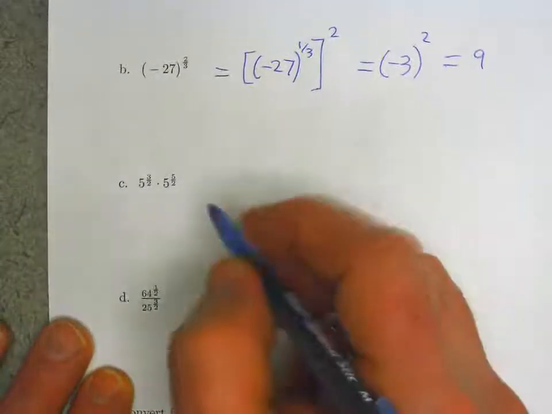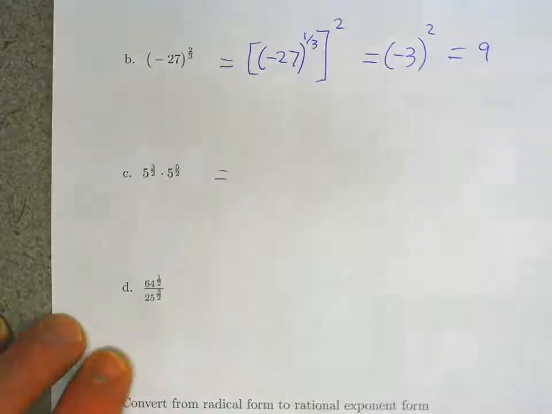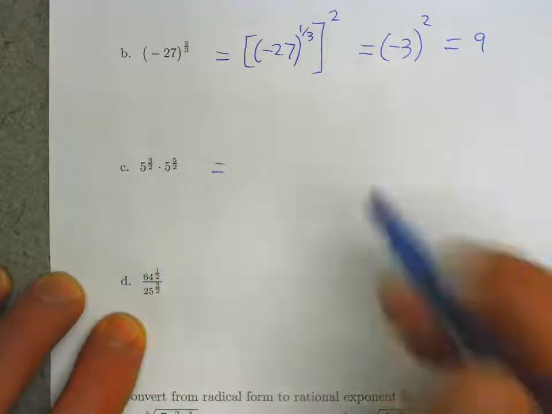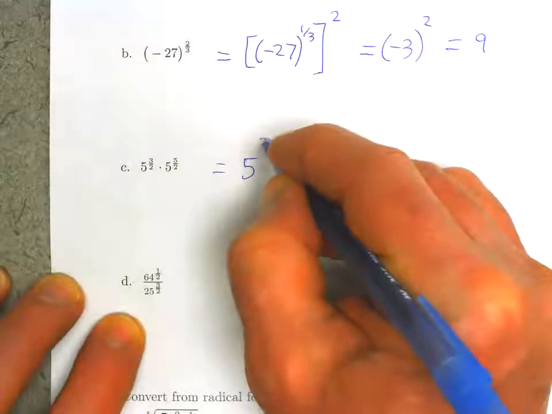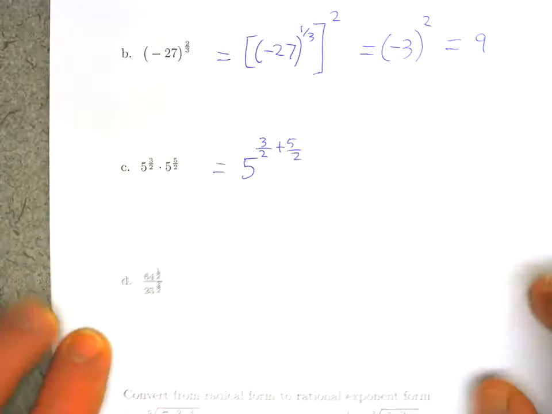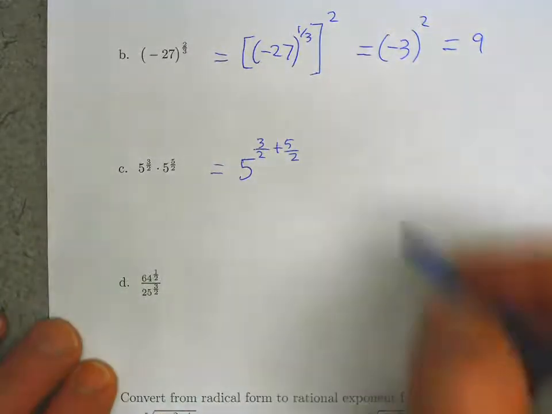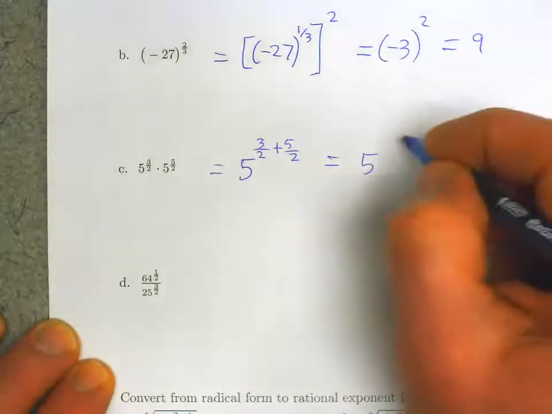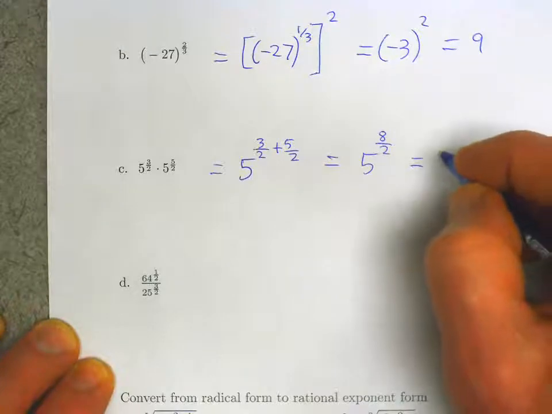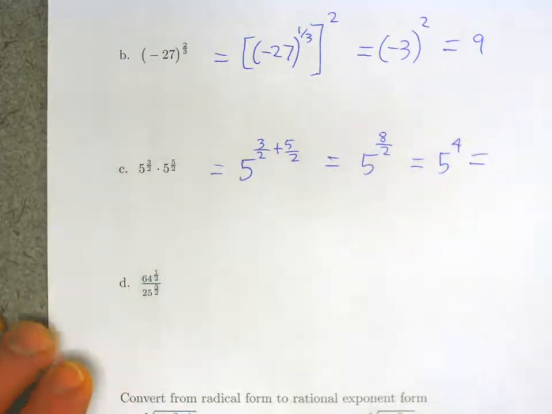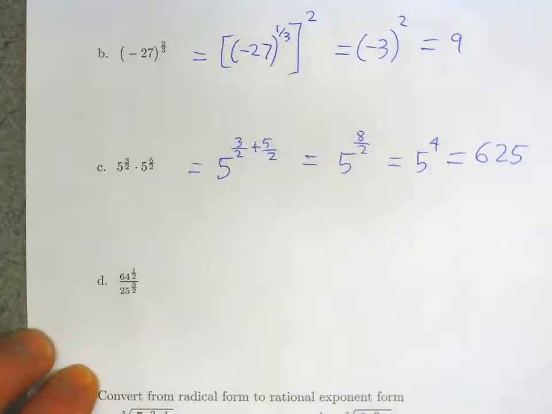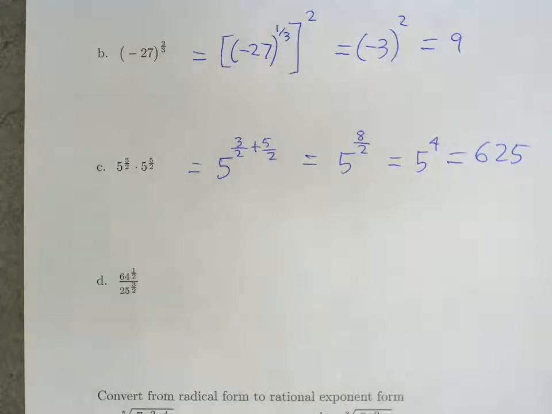Okay, the next example, we have 5 to the 3/2 times 5 to the 5/2. We're multiplying and the bases are the same, so we apply the property that says that we write the base number but then add the exponents. So 5 to the 3/2 plus 5/2, and then 3/2 plus 5/2 is 8/2, but 8/2 is 4, so we get 5 to the 4th. And then we can simplify 5 to the 4th. That just turns out to be 625. 5 times 5 times 5 times 5 is 625.